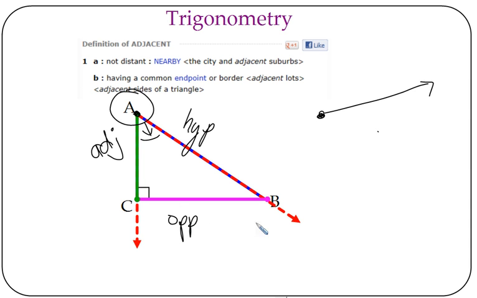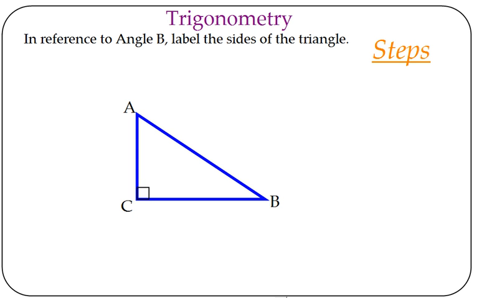Okay? Let's look at another angle, which would be angle B. In reference to angle B, label the sides of the triangle. First thing we've got to do is say this is the hypotenuse, and we're going to label our angle. So, hypotenuse. First off, we're done with this. We don't have to worry about this.